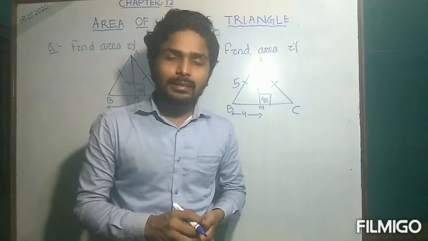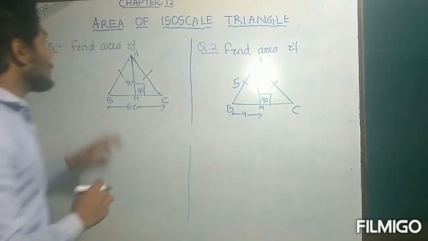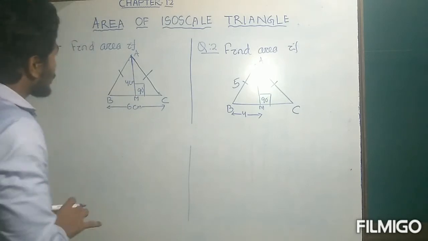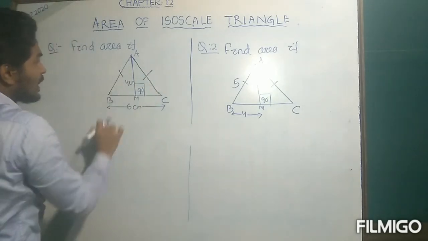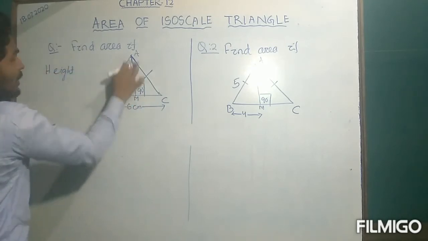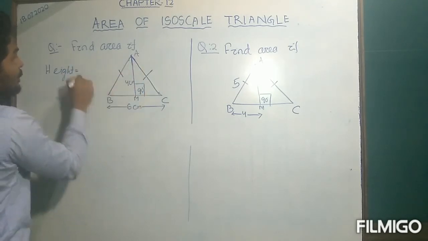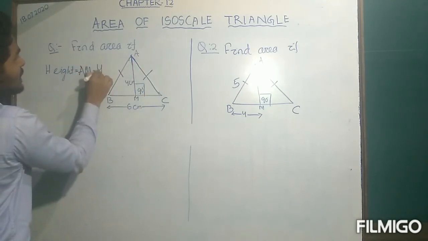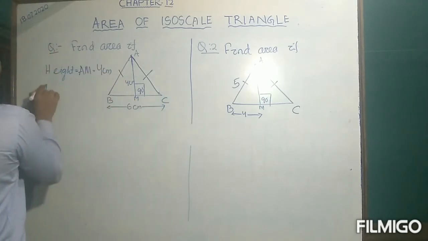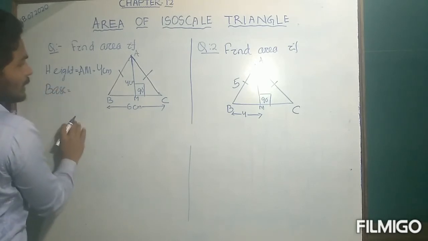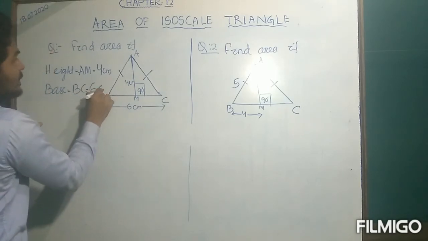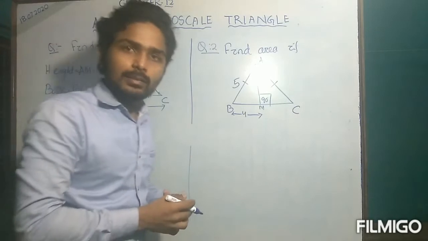Now we will find the area of the isosceles triangle. Here we have a question: it is an isosceles triangle, two sides are equal, and the height, this is the perpendicular height, the height AM is 4 cm. This part is known as the base part, and base is equal to BC. This is the base part. This is how much? 6 cm. Then find the area of the triangle.